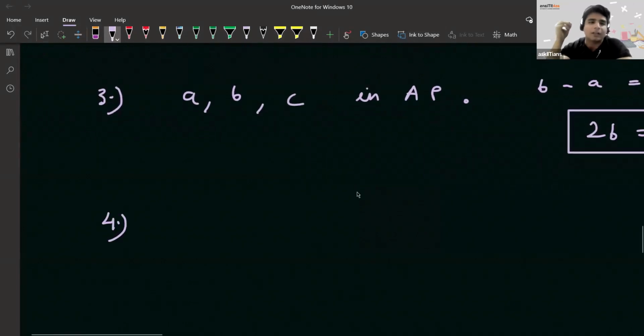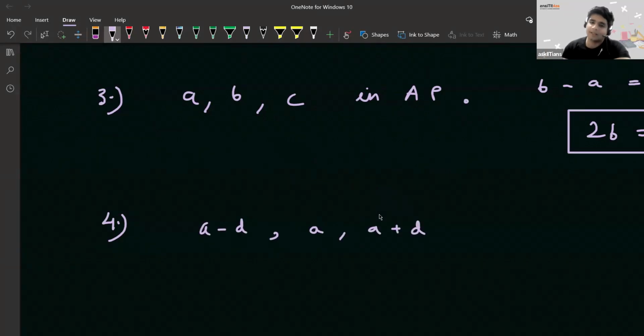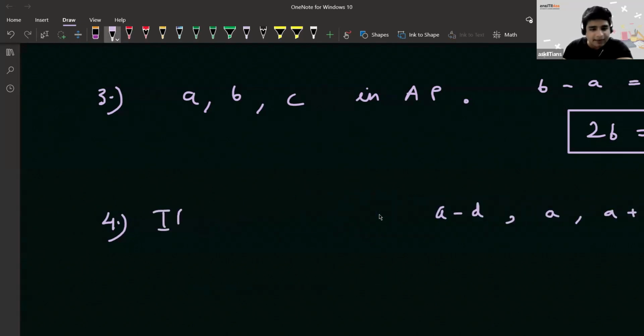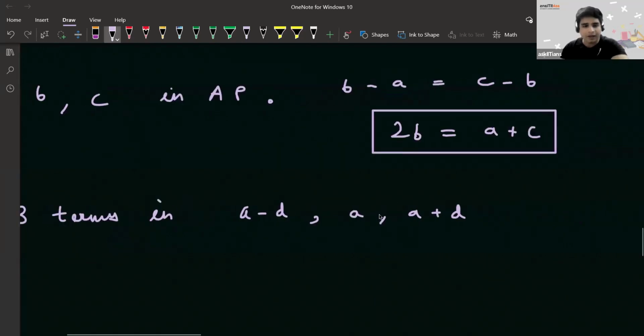So next, everyone. Now, if a question comes, listen to me, everyone. If a question comes where they say imagine or assume that there are three terms in AP, or you have to assume that there are three terms in an AP, how will you assume that? Very simple. Please observe. You will take three terms as A minus D, A, and A plus D. If three terms are in AP, you will assume the three terms like this.